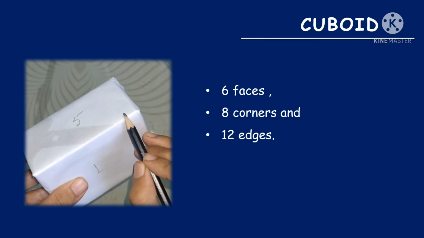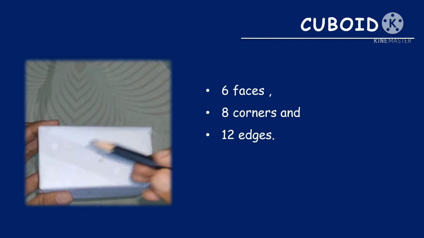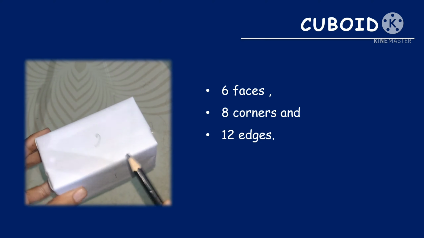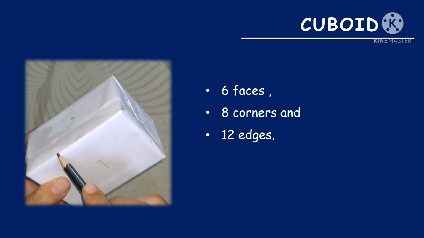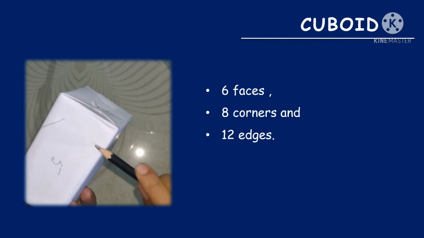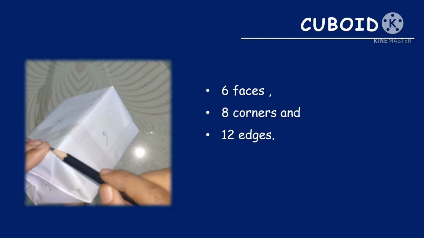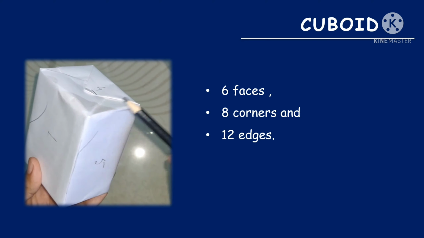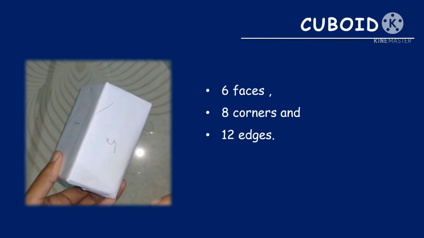These are the edges. So 1, 2, 3, 4, 5, 6, 7, 8, 9, 10, 11 and 12. So there are 12 edges and 1, 2, 3, 4, 5, 6, 7, 8. These are the 8 corners.